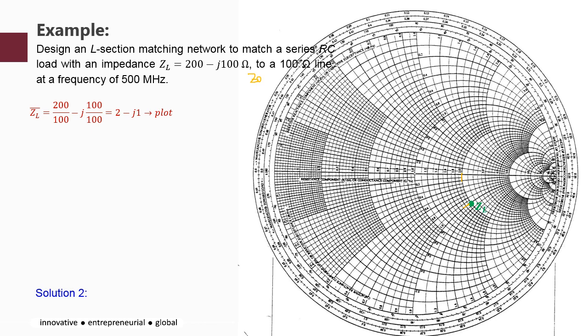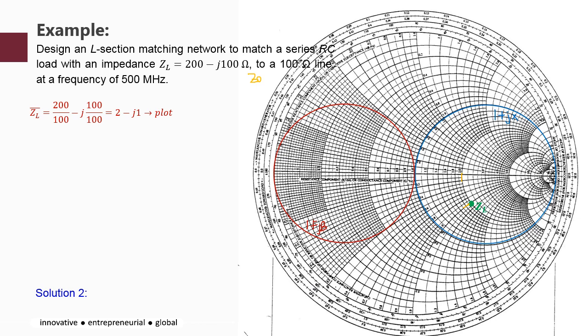Then you need to look at whether the ZL lies within the 1 plus jx circle or not. Then you plot the 1 plus jx circle and the admittance 1 plus jb circle. Alright, so this is your 1 plus jx circle, and the other one is 1 plus jb.